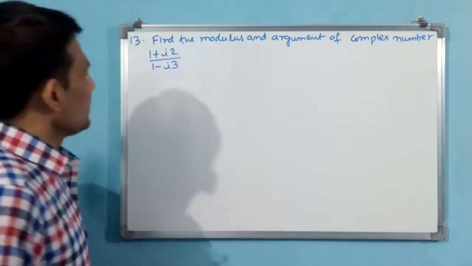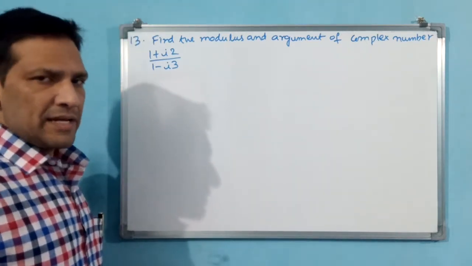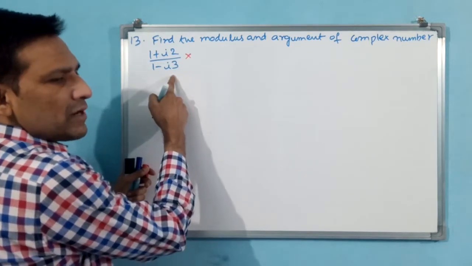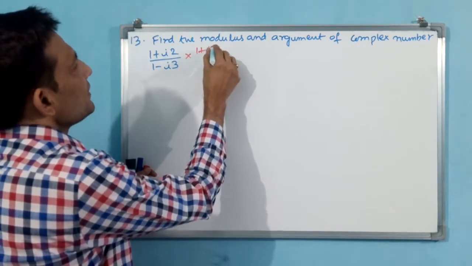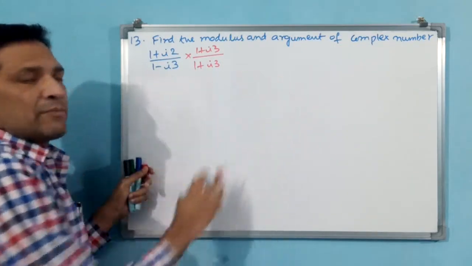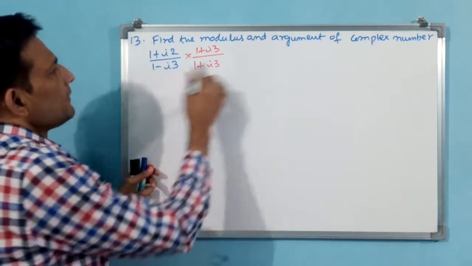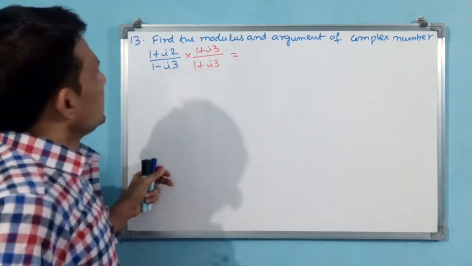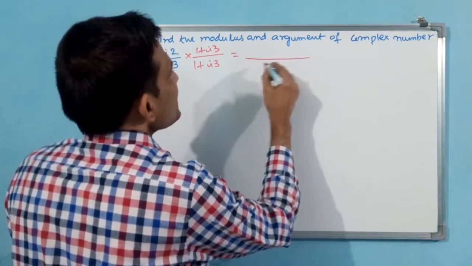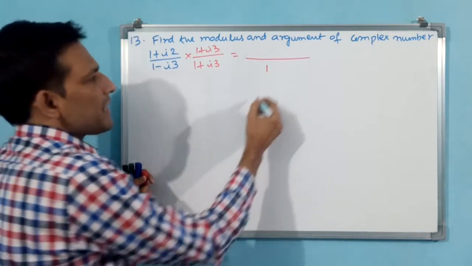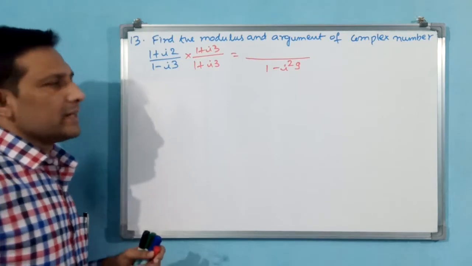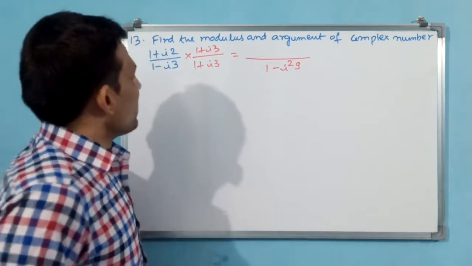Okay, see how I am doing. Rationalization means the denominator sign has to be changed and we multiply. Let us do it. 1 minus i3 means 1 plus i3. 1 plus i3 divided by 1 plus i3. First you note down the question and I am continuously doing it. Denominator is easy: a square minus b square. First write down the denominator: 1 square minus i square 9. This is the denominator.